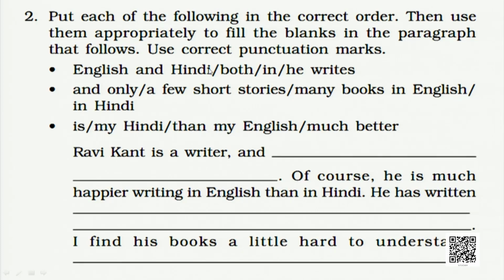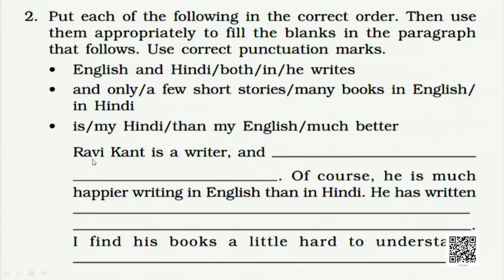Okay. So this is about jumbled sentences. You have to put each of the following in the correct order. Then use them appropriately to fill the blanks in the paragraph that follows. Use correct punctuation marks. So let's read the sentence first. Ravi Kant is a writer and dash. Of course, he is much happier writing in English than in Hindi.